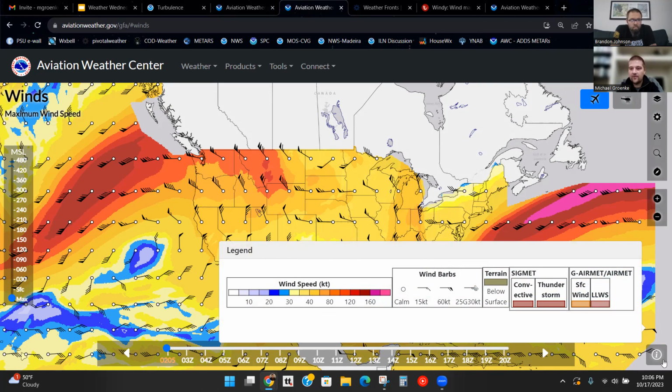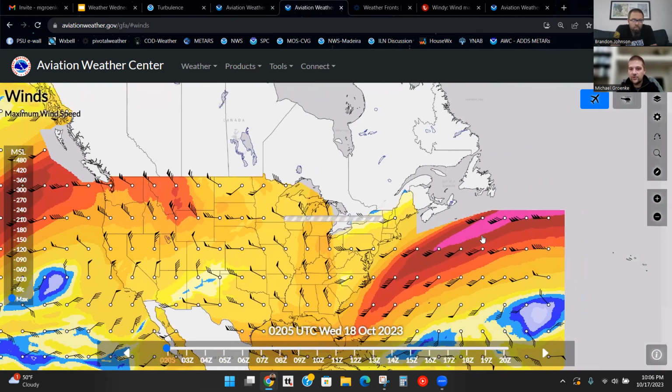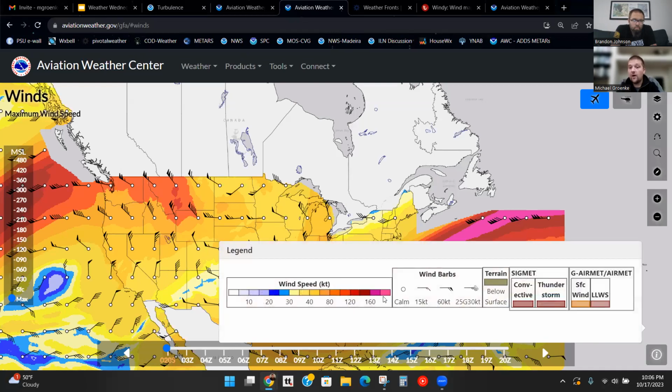And actually right now there's a pretty good sized jet streak out here over the ocean. Looks like over 150 knots. So that's pretty strong, especially for this time of year. Jet streak.